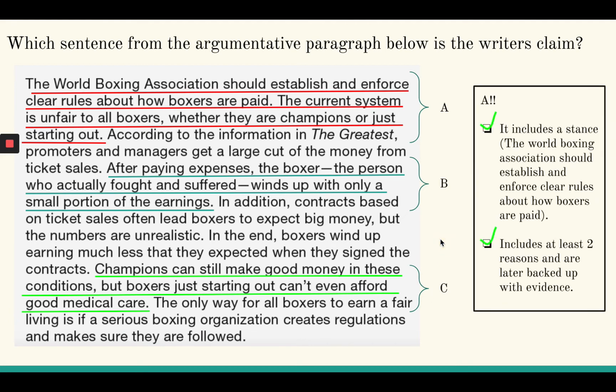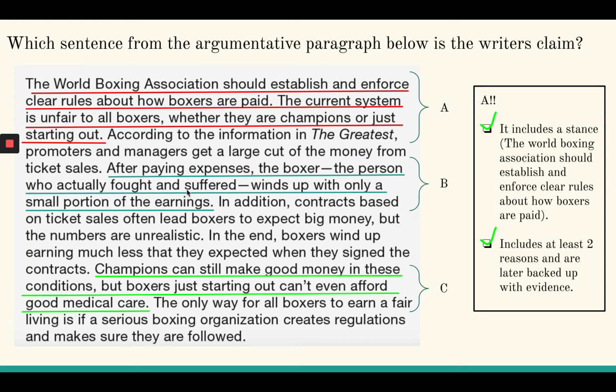If you picked A, perfect. The answer is A. Sorry, that must be confusing, those are A's sentences. The answer is A. Why? Because it includes a stance, meaning the World Boxing Association should establish and enforce clear rules about how boxers are paid, and it includes at least two reasons that are later backed up with evidence, right? So the current system is unfair to all boxers, whether they're champions or just starting out. So that is their reason.